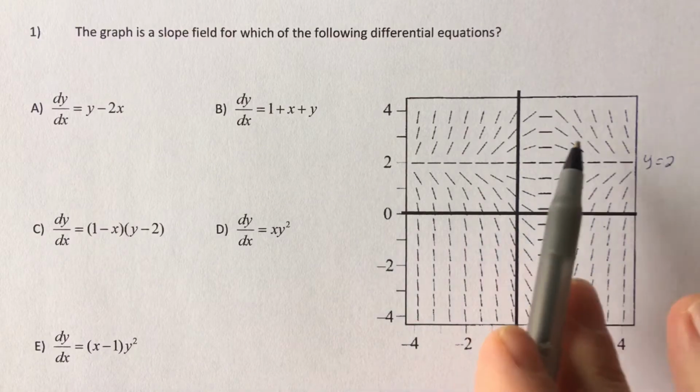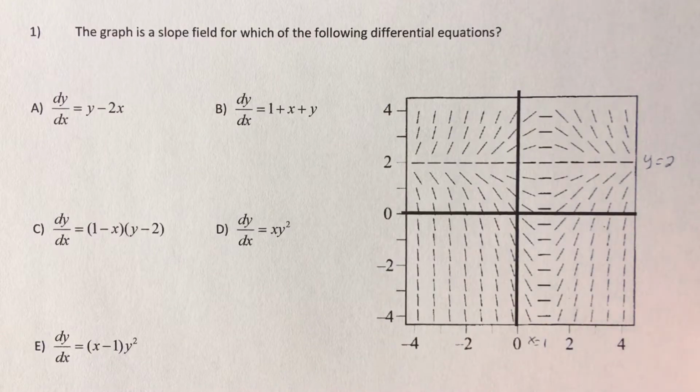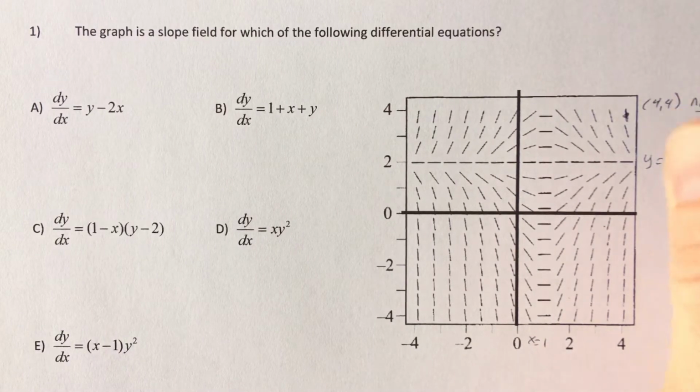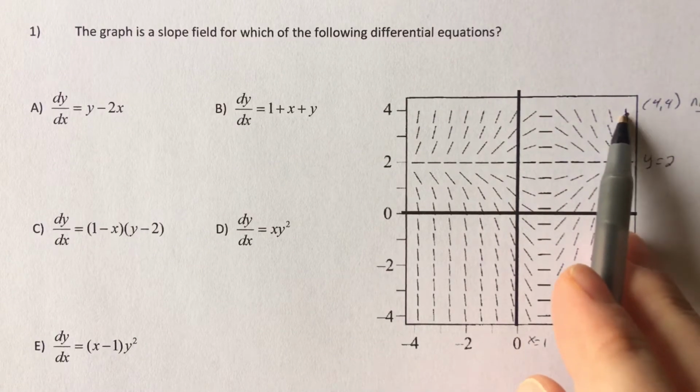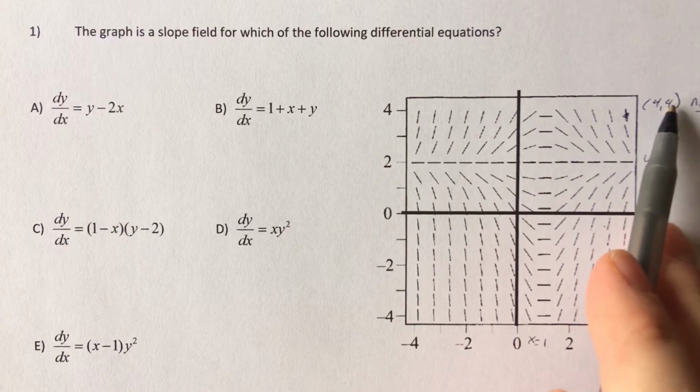But if you don't see that, or if it's a slope field that doesn't quite work that way, then I think the best strategy is to just pick a point. Pick something that's easy enough to work with. For example, here I see at 4, 4, I have a negative slope. I have no idea how much that's negative, and I don't really care. I just know that it's negative. So when I put 4 in for x and 4 in for y, I should get a negative number.